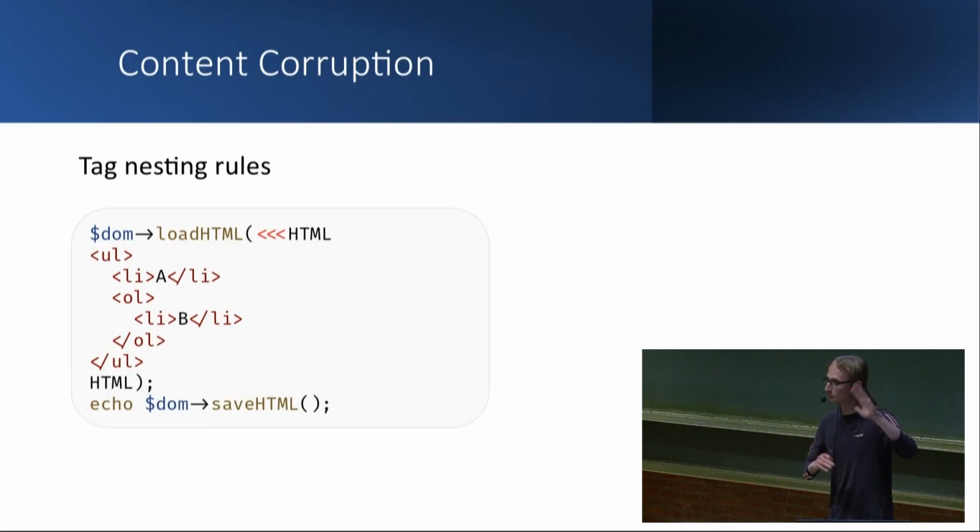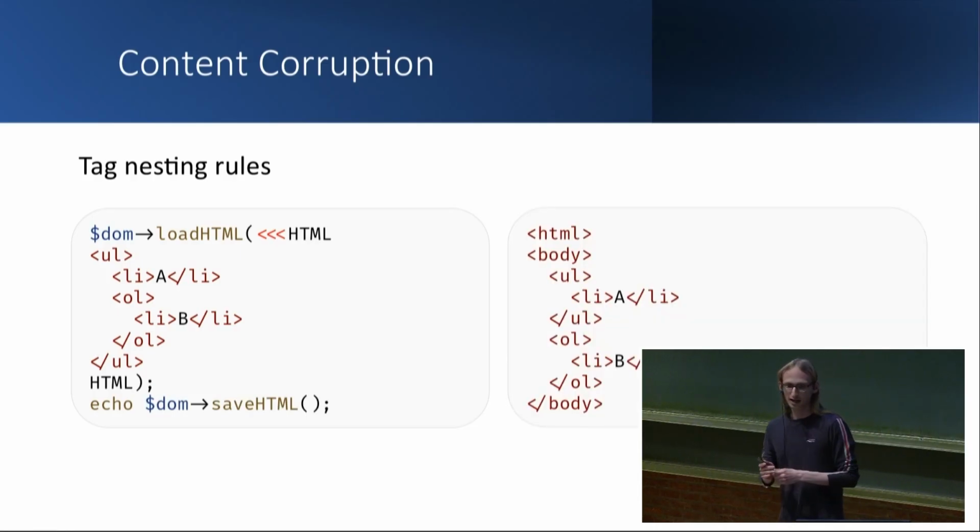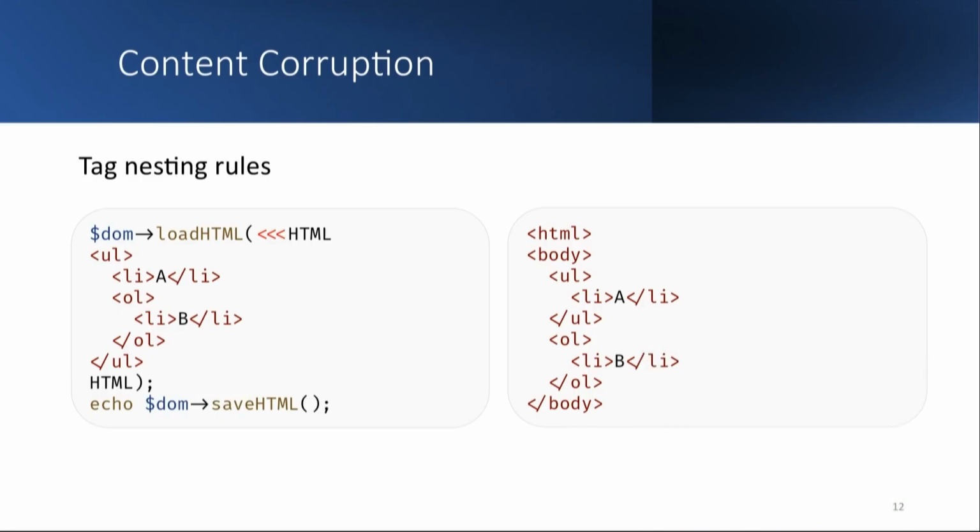So, okay, a bit more code. Basically, I have an unordered list with a list item A, and then there's a nested list with just a single list item B. If you put this through the old DOM extension and you look at the output, you can see that it kind of changed the layout of the document. It moved the ordered list out of the unordered list. So in this case, it even moves elements. And this may give you some ideas of all sorts of things that can happen.